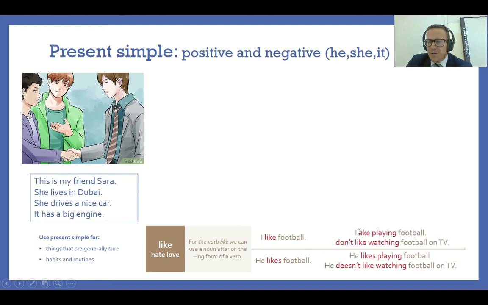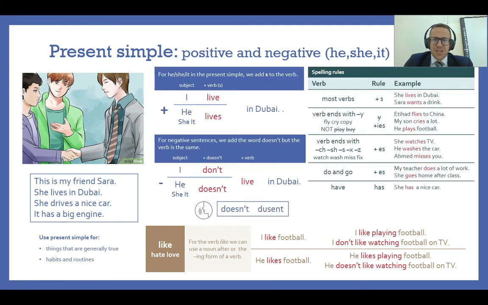But we can also say, I like playing football, I don't like watching football. He likes playing football and he doesn't like watching football. So this is just something they put in the unit just to help build your language. With the verb like, you can say ing after it, or hate or love. Okay, so this was positive and negative present simple. It is a lot to understand, there's a lot to know here, but it's important that you learn this at this stage.